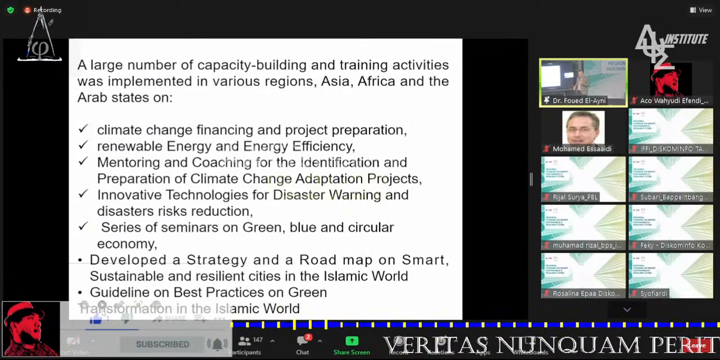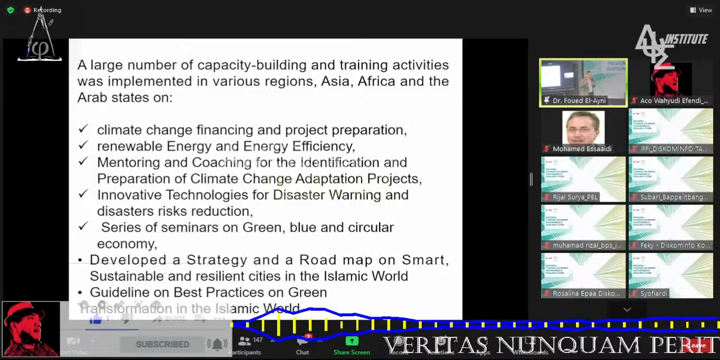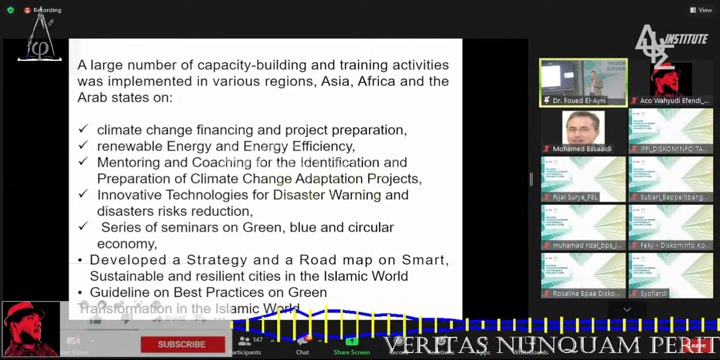which can be called bankable projects. We also have innovative technology for disaster warning and disaster risk reduction. For this, we developed an ambitious project. We started with a pilot project and implemented many activities, one in Morocco, one in Ivory Coast, one in Pakistan, and one in Sultanate Oman. It is about using innovative technology in disaster risk reduction and disaster risk management, like ICT, space sciences, GIS, remote sensing, early warning systems. All this technology was promoted and developed.